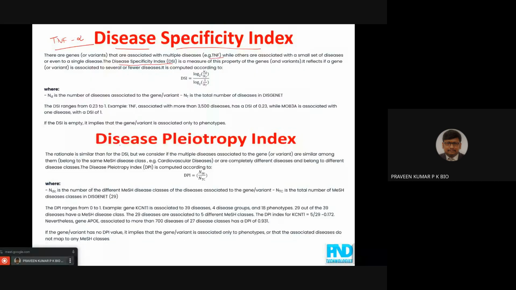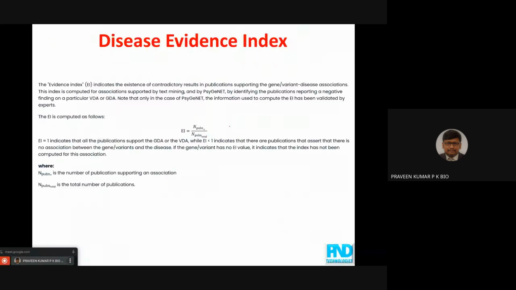There is one more index. We have so many indexes like this to check in the disease zone. We find this kind of data, but one should know what is disease specificity and what is disease pleiotropy. The name itself implies it. What do you mean by that? One gene is responsible for multiple diseases, like I told, TP53 linked with ovarian cancer, cervical cancer, or liver cancer. That is the disease pleiotropy index.